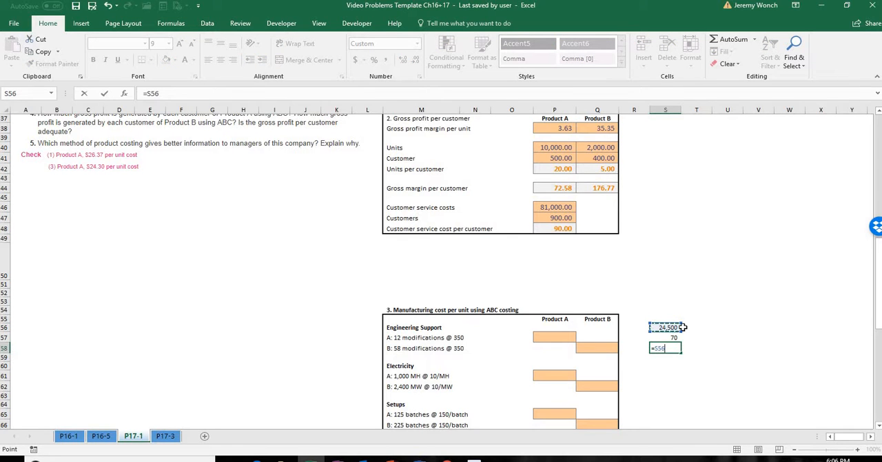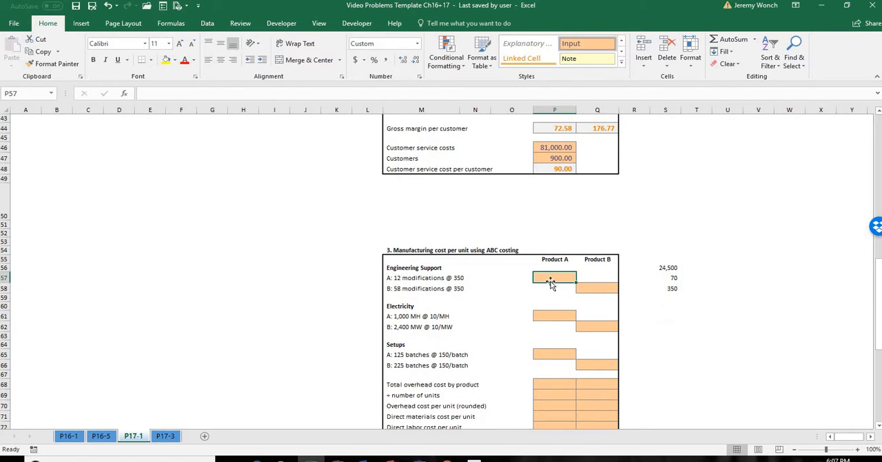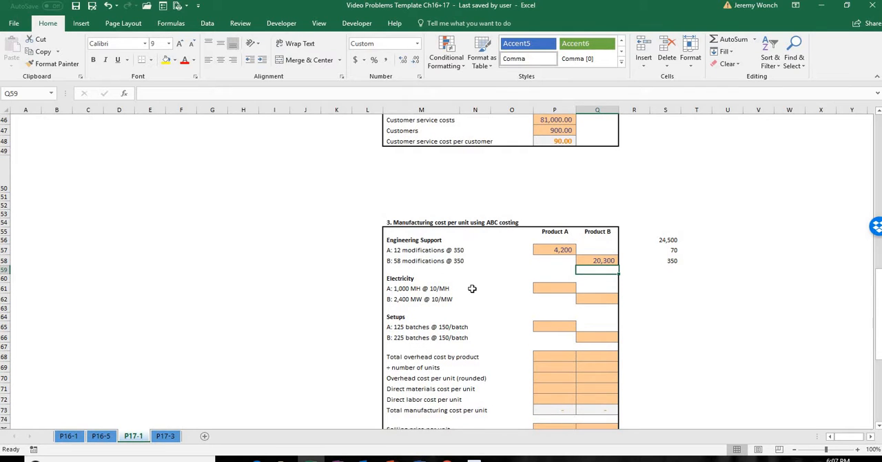So if we take our $24,500 divided by our 70, it costs us $350 per engineering modification. So to allocate that to product A, it has 12 modifications at $350, and B does 58 modifications at $350. So product B has a lot more modifications. It's creating a lot more overhead for us.